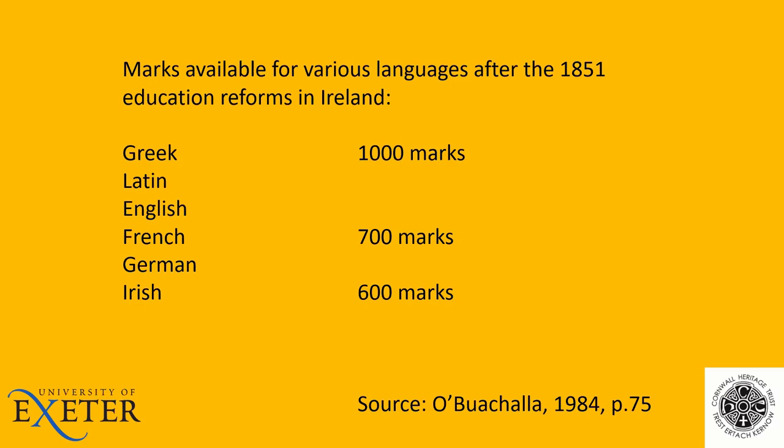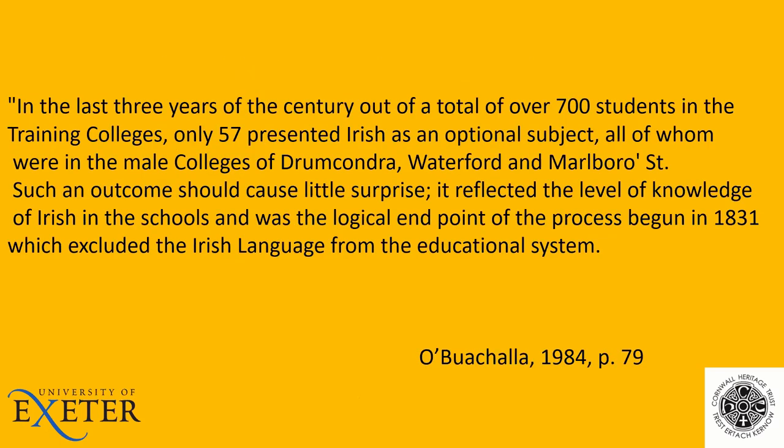At the end of the 19th century, the number of schools teaching Irish was approximately 1% of the total, and the number of pupils examined in Irish never exceeded 2,000 from a total enrolment of 800,000. Finally, in 1887, Irish was included as an optional subject at teacher training colleges.